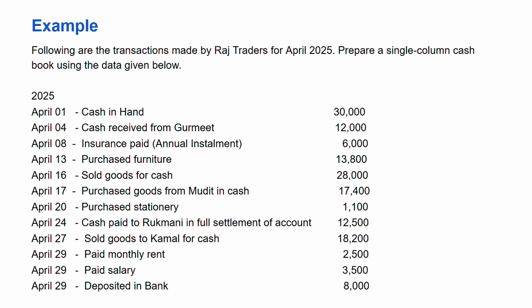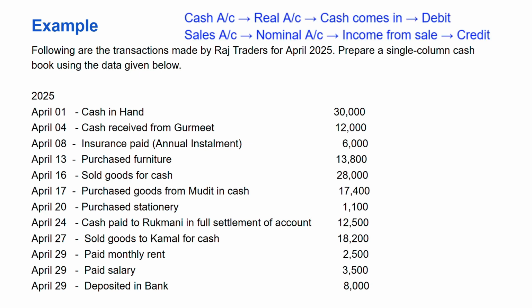Next. April 27, sold goods to Kamal for cash 18,200. Here the two accounts affected are cash account and sales account. Cash account is real account and cash comes in the business. So debit what comes in, and sales account is nominal account and sales is income. So credit incomes and gains.